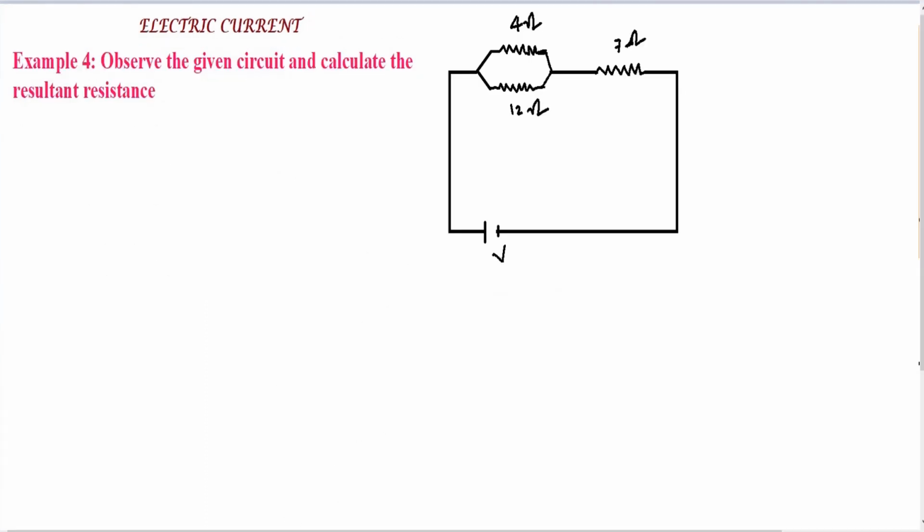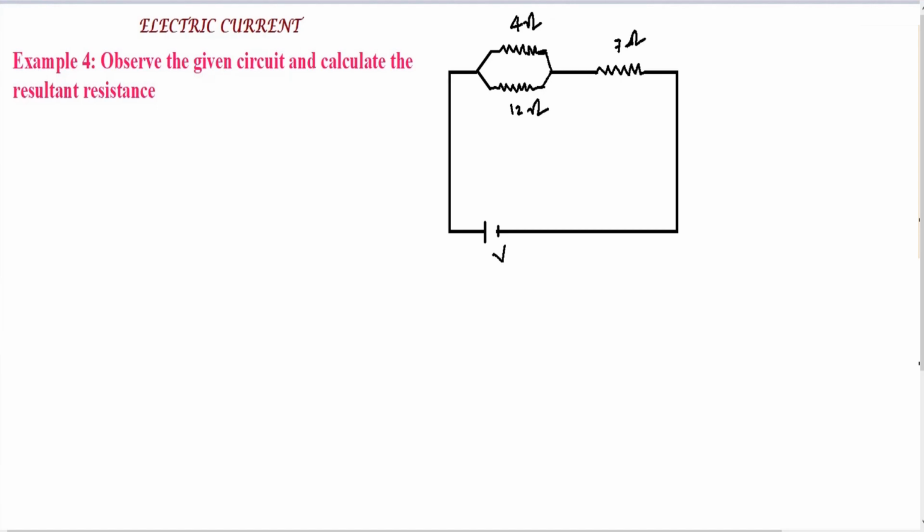Okay, the next question is example 4. Observe the given circuit and calculate the resultant resistance by using the figure. In this circuit we have to find the resultant resistance. How many resistors are there? 1, 2, and here with this, 3. So we are taking these two resistors as R1.